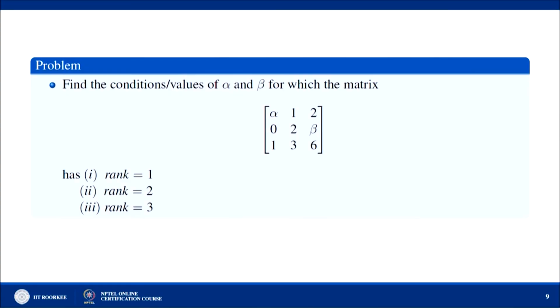Now, the next problem is, suppose we want to find the conditions on alpha and beta for which this matrix has rank 1, 2 or 3. So, this is also a simple problem, let us try to find it. So, what is the matrix we have? The matrix is alpha 1 2, 0 2 beta, 1 3 6. So, first find its echelon form and then only we can say the rank of this matrix A.